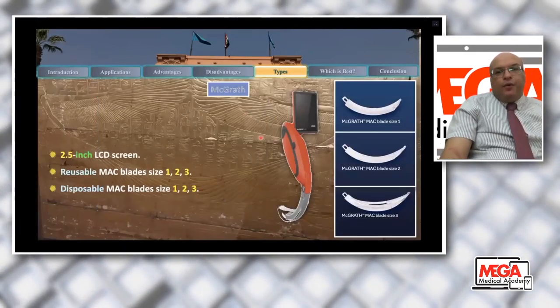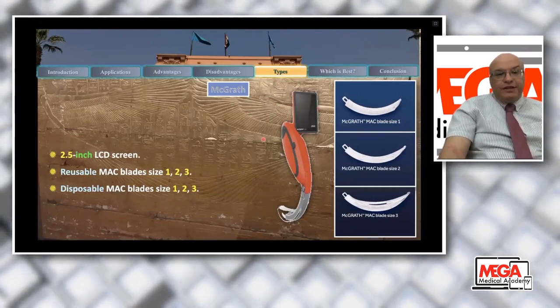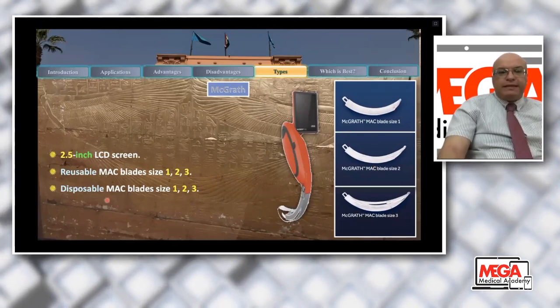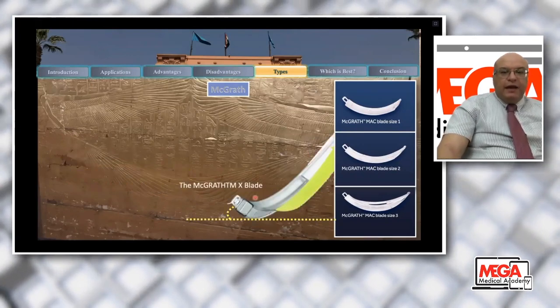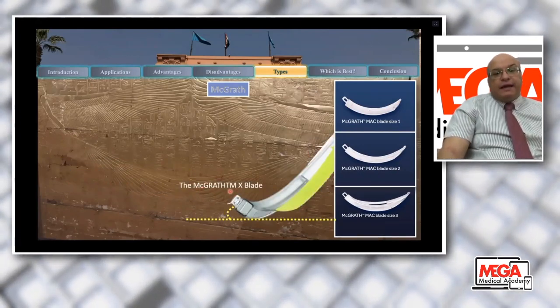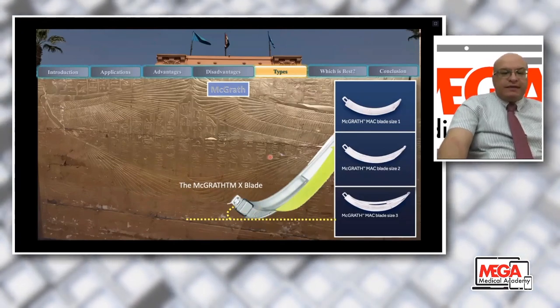McGrath is available with a remote screen over the handle. It's 2.5 inch. It's available in reusable and disposable blades, size Mac blades, curved blades 1, 2, and 3. Also recently, they introduced the McGrath MAC X blade, which is like a D blade of C-MAC with 80 degrees.